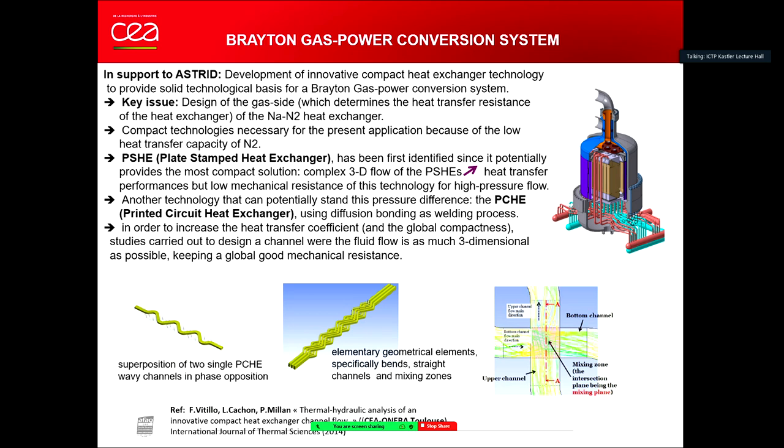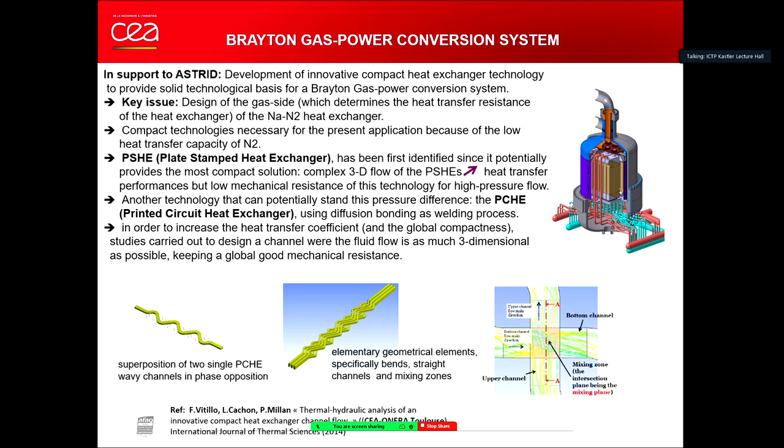But we lose some efficiency in the thermodynamical balance of the intermediate circuit of the energy conversion system. For a Rankine cycle, we can reach around 42%. With this system, we are between 37 and 38. But 4% compared to 42 is not negligible.